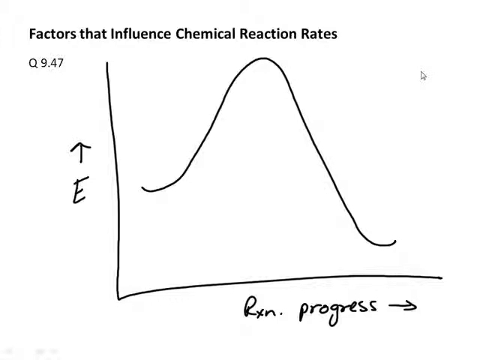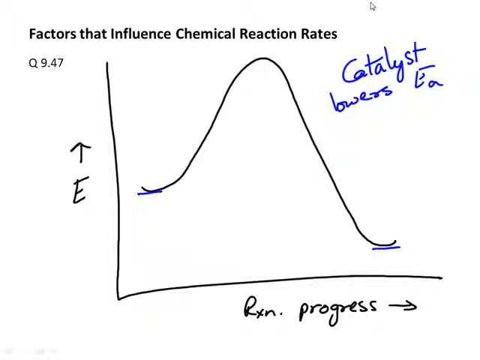Then they say draw an energy diagram graph for the same reaction when a catalyst is used. When a catalyst is used, the energy of the reactants and the energy of the products does not change. Those remain the same. The only thing that changes when a catalyst is used is the activation energy. A catalyst lowers or decreases the activation energy of a reaction and therefore makes the reaction go faster.